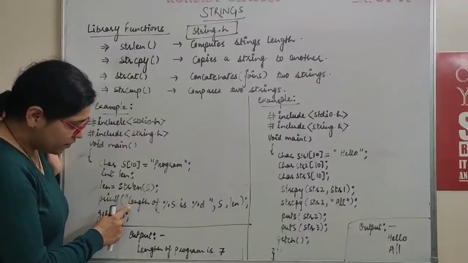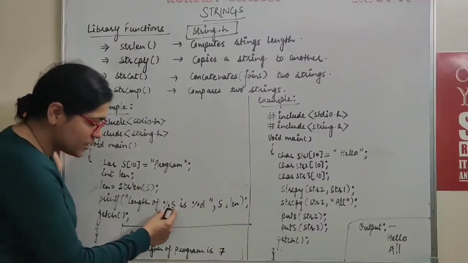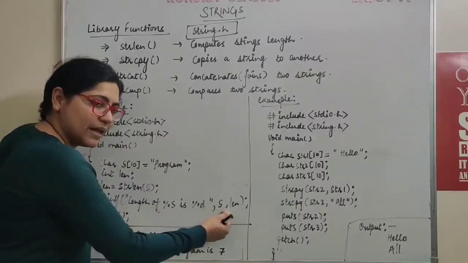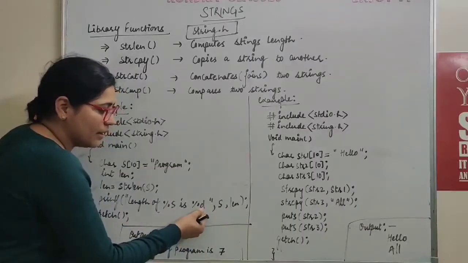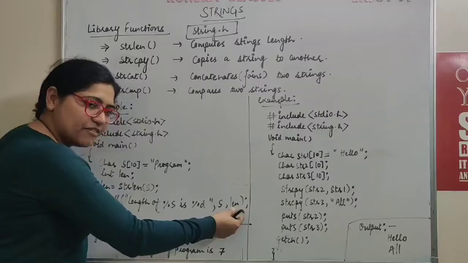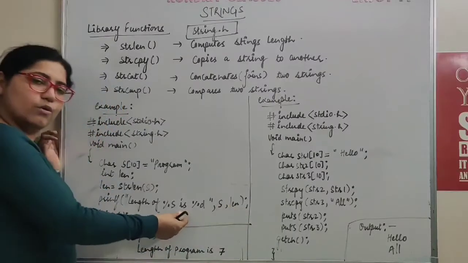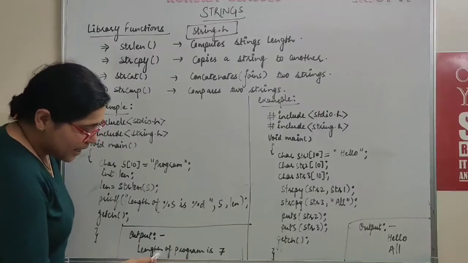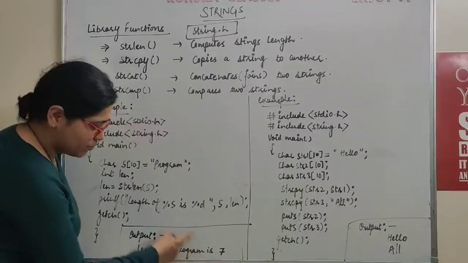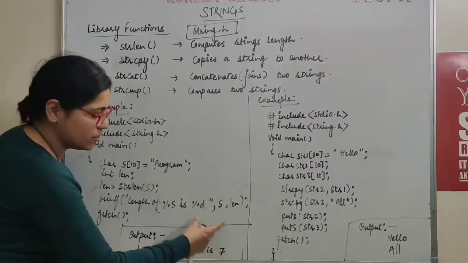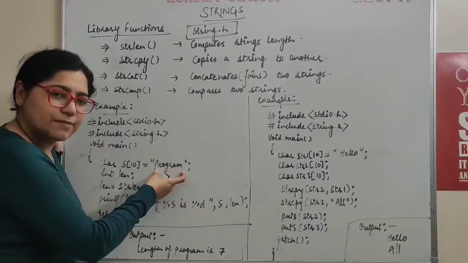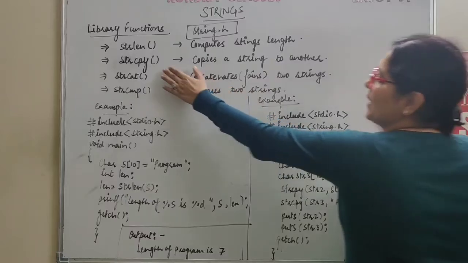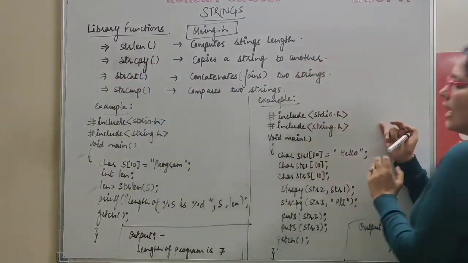So printf function: length of %s is %d. %s is the original string जिसकी हम length calculate कर रहे हैं, and %d will be the length, definitely integer value होगी तो %d format specifier. The output of this program will be: length of the program string is 7, because the length of the string is 7.